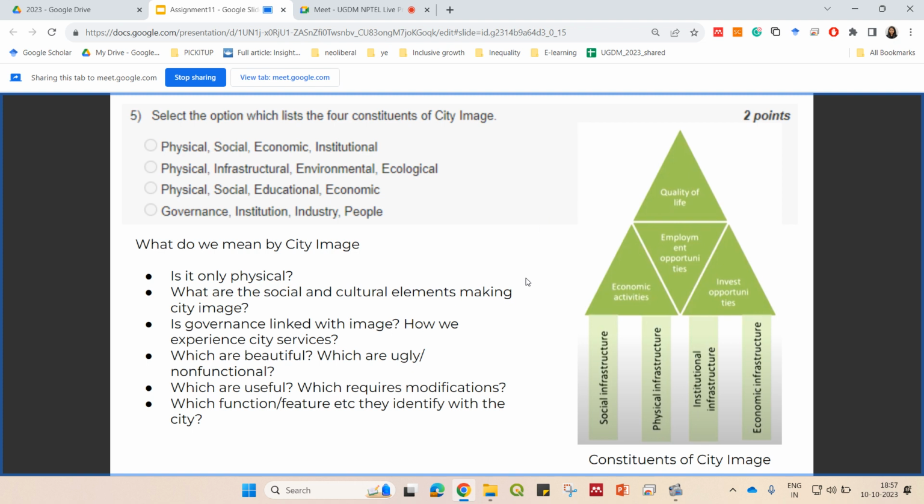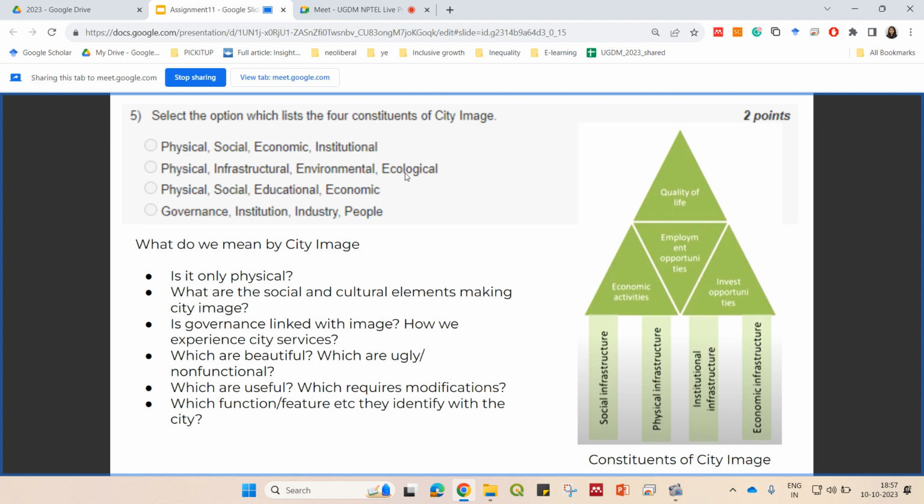There are four different components, or four constituents, which you need to focus on while improving any aspect of the city. It can be livability, it can be smartness, or integration of information communication technology, or it can even be improvement of the image of your city.